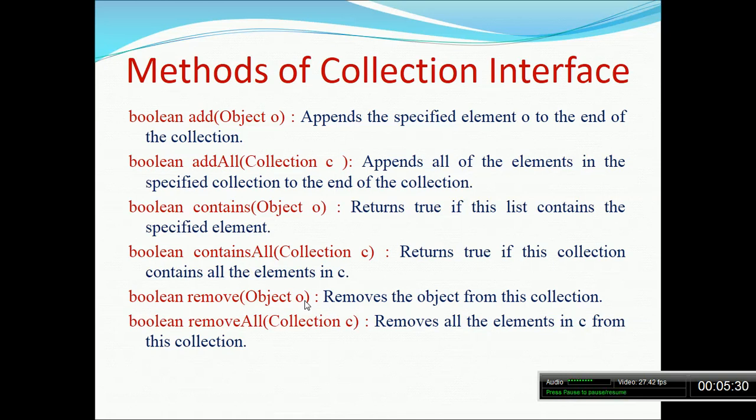Both have a return type of boolean. If added successfully, it will return true, otherwise false. Boolean contains(Object o) returns true if this list contains the specified element. containsAll returns true if this collection contains all the elements in C. You have to pass a collection here, make sure.